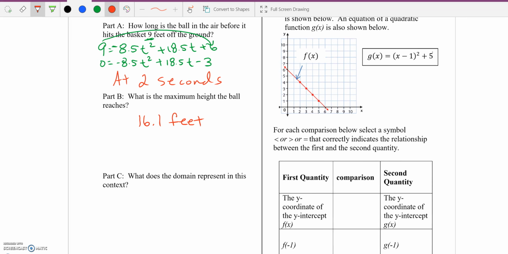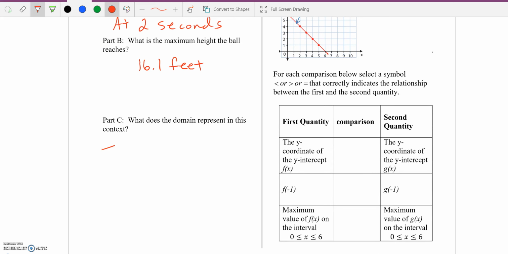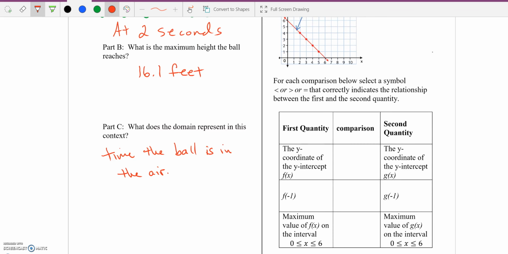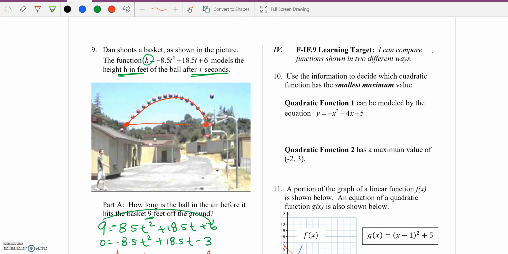Then C, what does the domain represent? Well, domain we know is the x value. In this case, x is t. My t value is time. It represents time the ball is in the air.